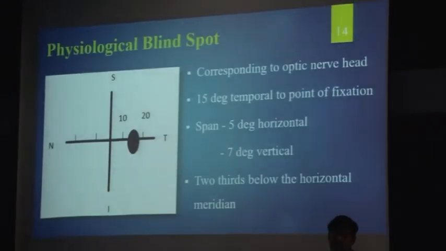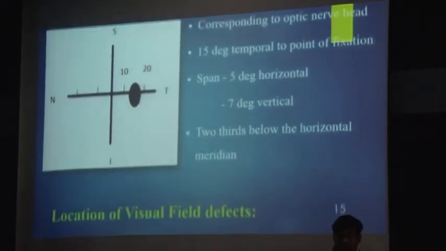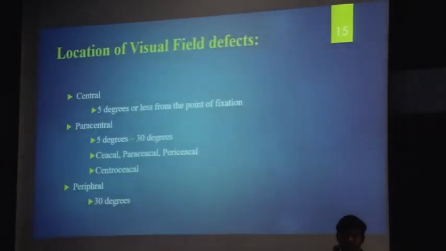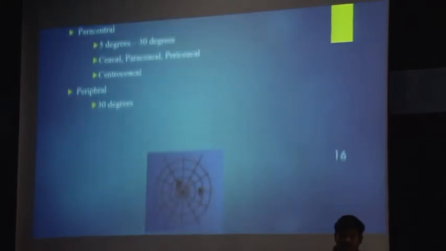Physiological blind spot is 15 degrees temporal to the point of fixation, 5 degrees horizontal, 7 degrees vertical, and two-thirds below the horizontal meridian. Location of visual field defects: central, paracentral and peripheral. Like this.